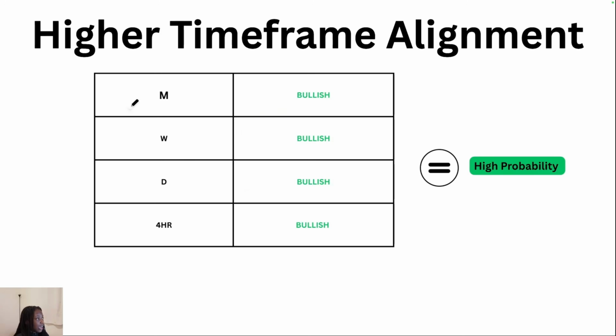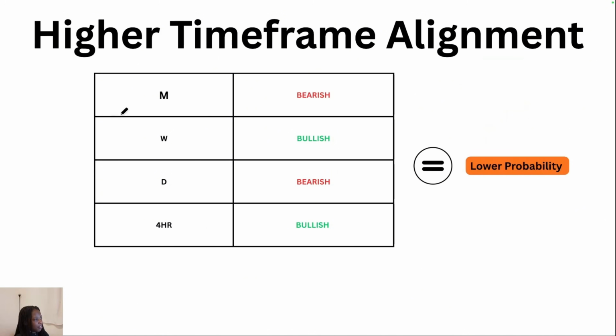Now, the higher time frame alignment is important. You want to look and make sure that you have the monthly time frame, weekly time frame, daily, and 4-hour. If they're all screaming bullish, then any setup you take to the upside has a higher probability of working out. It dramatically increases the probability of your trade working out if you can get time frame alignment.